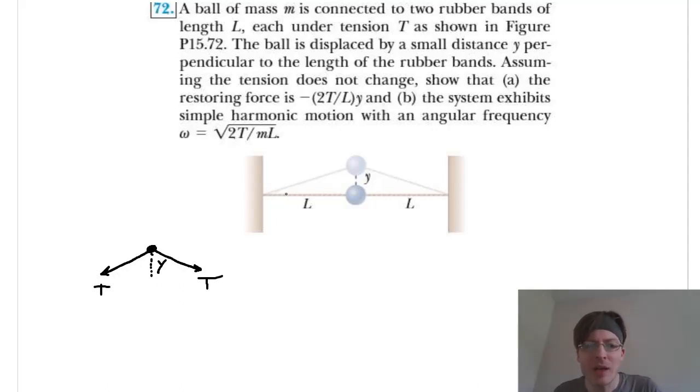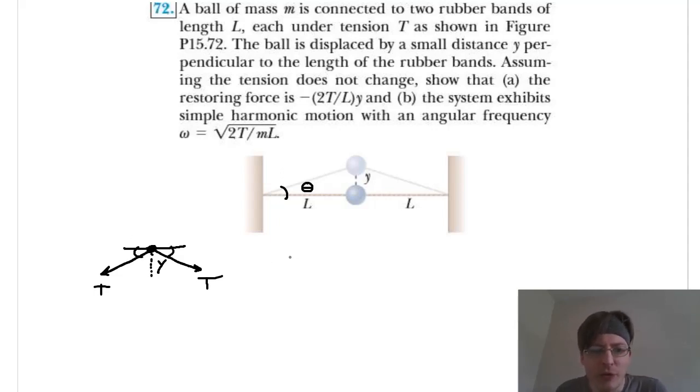Now we're told the displacement is y. What I need to think about is the angle for a second, because I need to think about the components of the forces in the y direction. I'm going to write down the net force in the y direction on the ball, and from that figure out the frequency. Notice that if this is angle theta, then it's the same angle with the horizontal here. So this is theta, and this is theta as well.